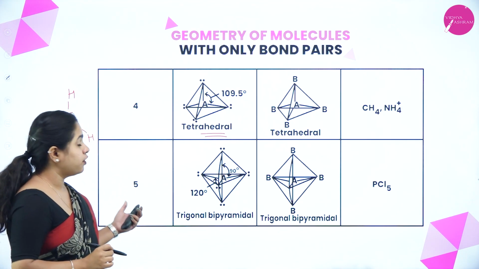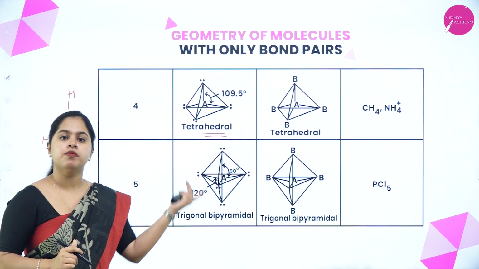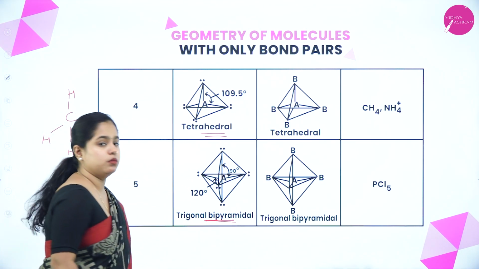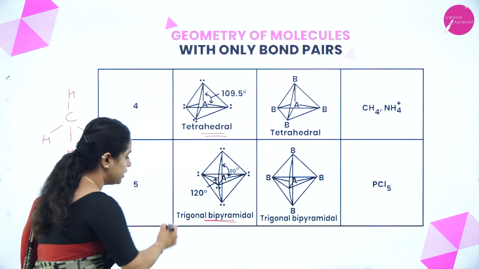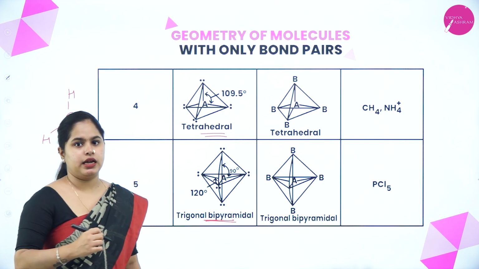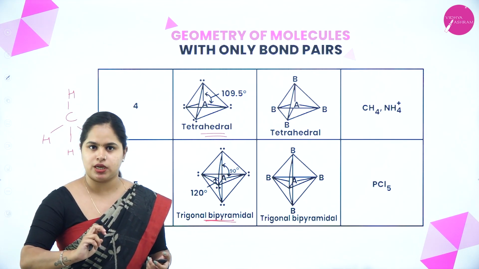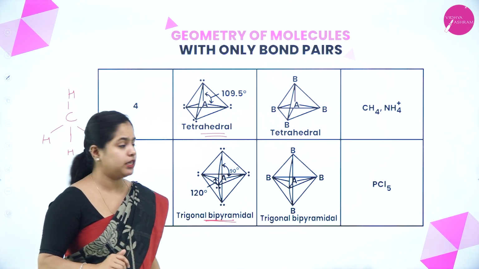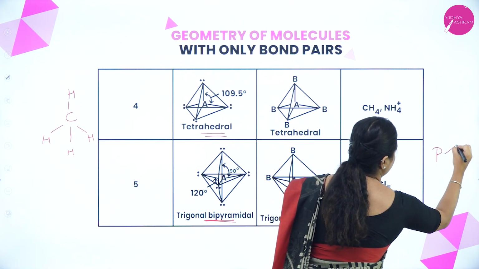Now, if 5 electron pairs are present, only 5 bond pairs and no lone pair, the shape or the geometry of the molecule is trigonal bipyramidal. Trigonal and bipyramidal means some triangle shape is there and a bipyramidal shape, 2 pyramid shapes, is also there. Let's take the example of PCl5.